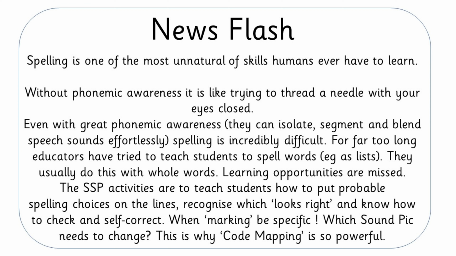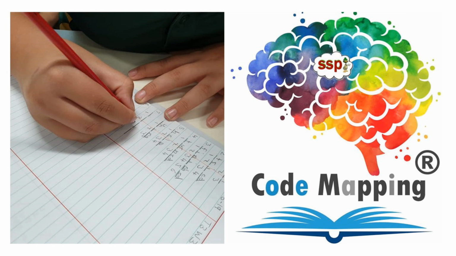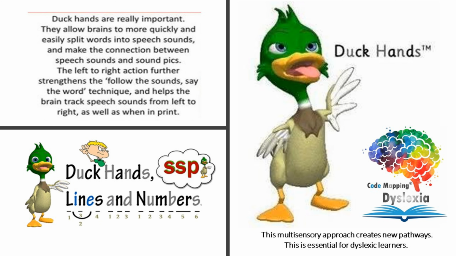So this code mapping is a vital part of spelling, but not the whole picture. We want children to be able to put the probable spelling choices on the speech sound lines, recognize which looks right, know how to check and self-correct. So when you're marking, we're making sure that we're specific about which sound picks, which representations of those speech sounds need to change. Did they have the right number of speech sounds to start off with? Code map is really, really powerful. But like I said, it's just one part of your toolkit. So SSP, duck hands, lines and numbers, enable children to segment the words. It's a multisensory approach, taking those sounds from left to right and blending. That's the phonemic awareness part.